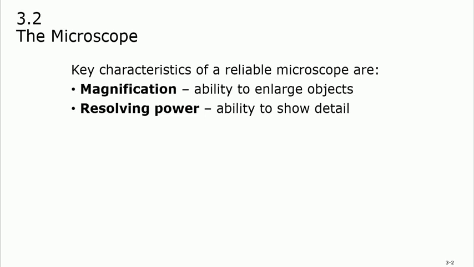So for microscope, we need to understand the magnification and resolving power. Magnification is the ability to enlarge the object. To magnify means to make it double, triple, 10 times, 50 times, whatever. This is called magnification. And resolving power is the ability to show the details, resolution basically. A good resolution means you can see better details.